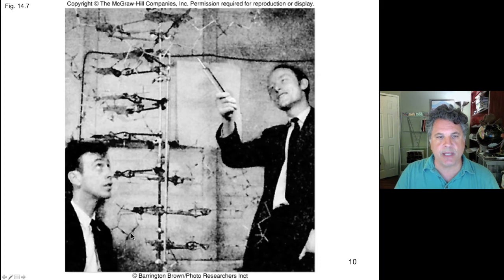So they based their work on others' data, but were very persistent in building models until they finally found a model which was plausible and consistent with all the available data at the time. And we now know that their model was essentially correct. The model that they built was of the structure of DNA that is found in aqueous environments. And we know that the internal environment of a cell, of course, is an aqueous, water-based environment.